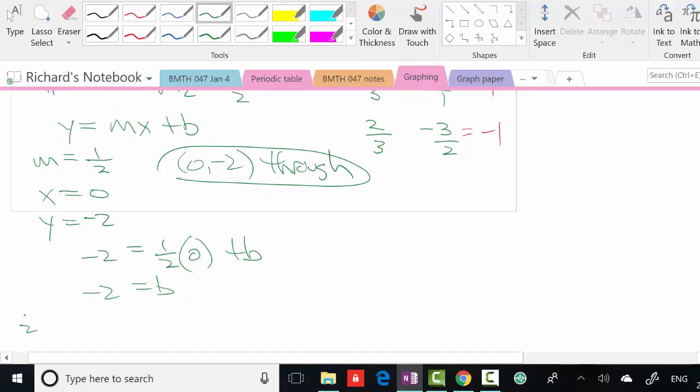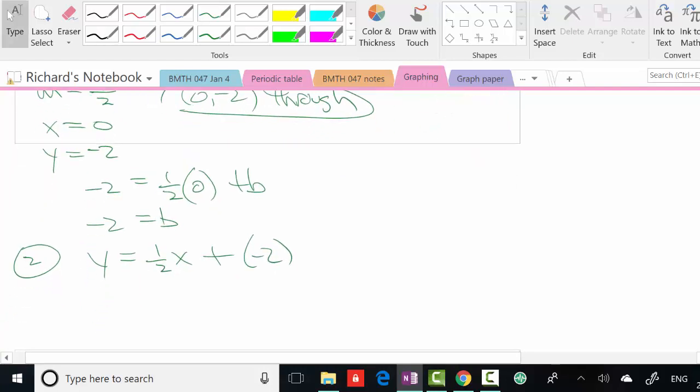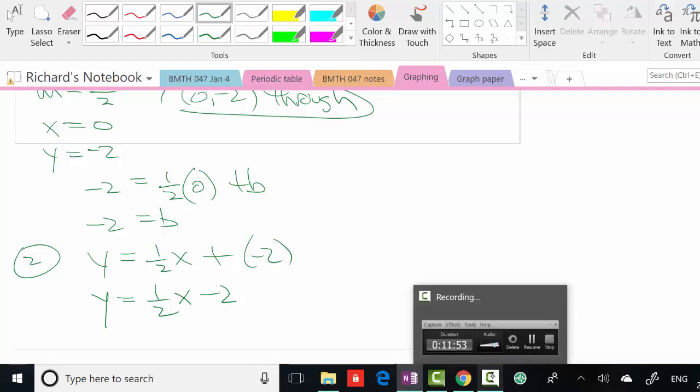So equation number 2 has the following equation in slope-intercept form. The slope is 1/2, multiplied by x, plus the y-intercept, which is minus 2. Putting it in a more convenient form, this is y equals 1/2 x minus 2. All right, so now I'm going to graph both of these equations on the same set of axes.